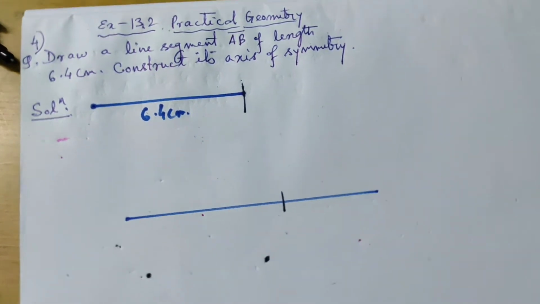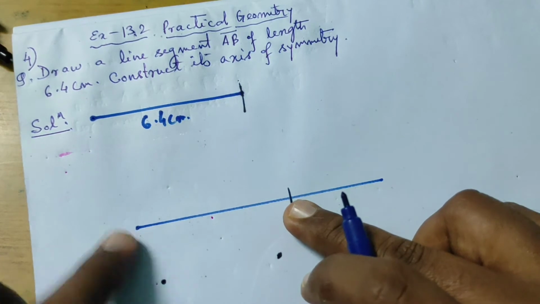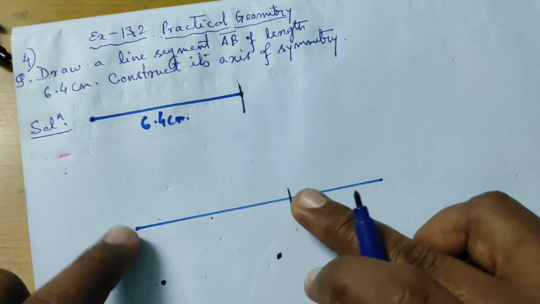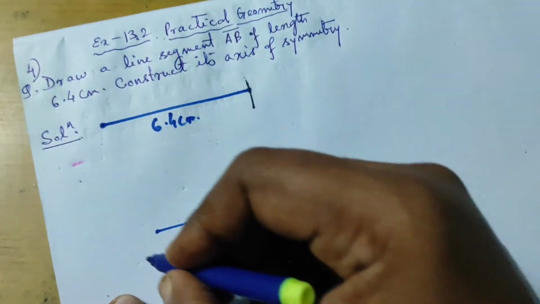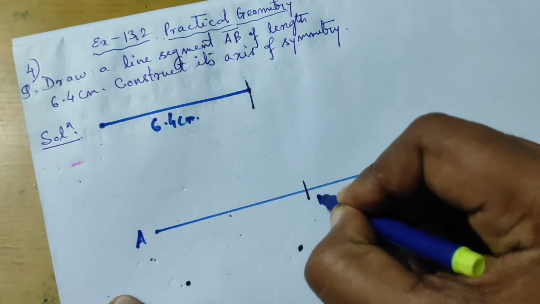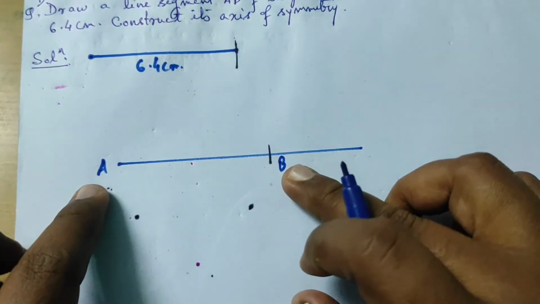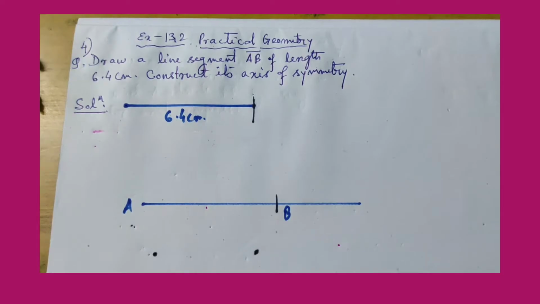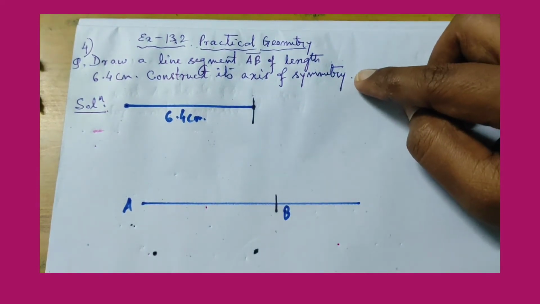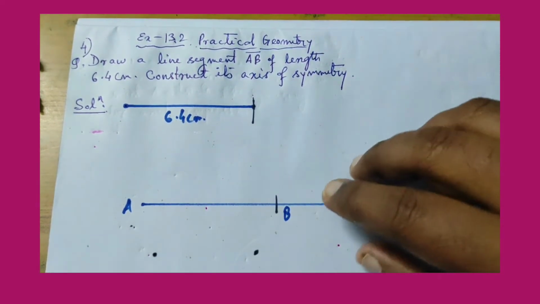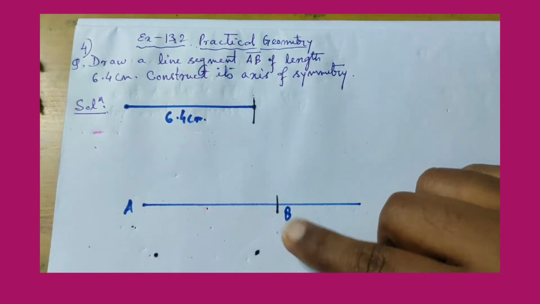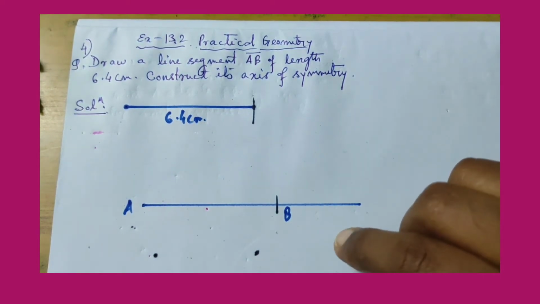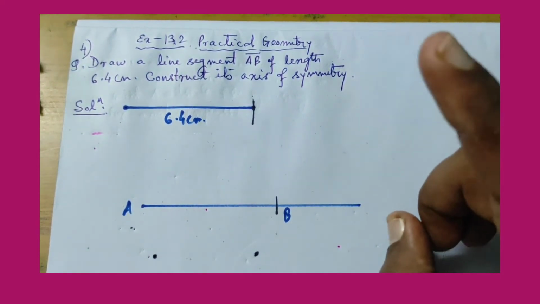And can you tell me here what is the name of this line segment? Because the question is given, draw a line segment AB of length 6.4 cm. So what will be the length of this line segment? Yes, obviously the name will be AB. So this is our AB line segment of measurement 6.4 cm. Okay. Now the second part of this question is construct its axis of symmetry. As I have already told you at the beginning of this video, in this context, axis of symmetry of a line segment means perpendicular bisector.